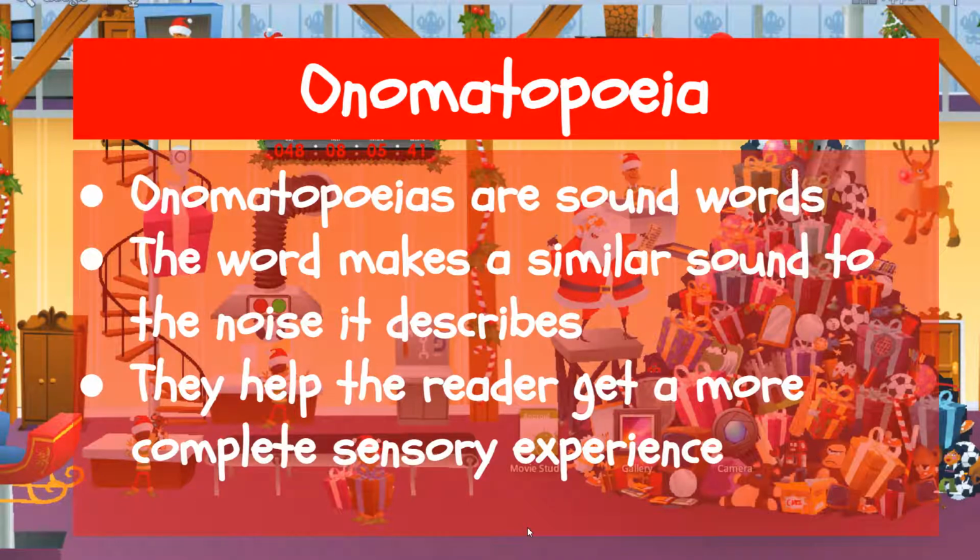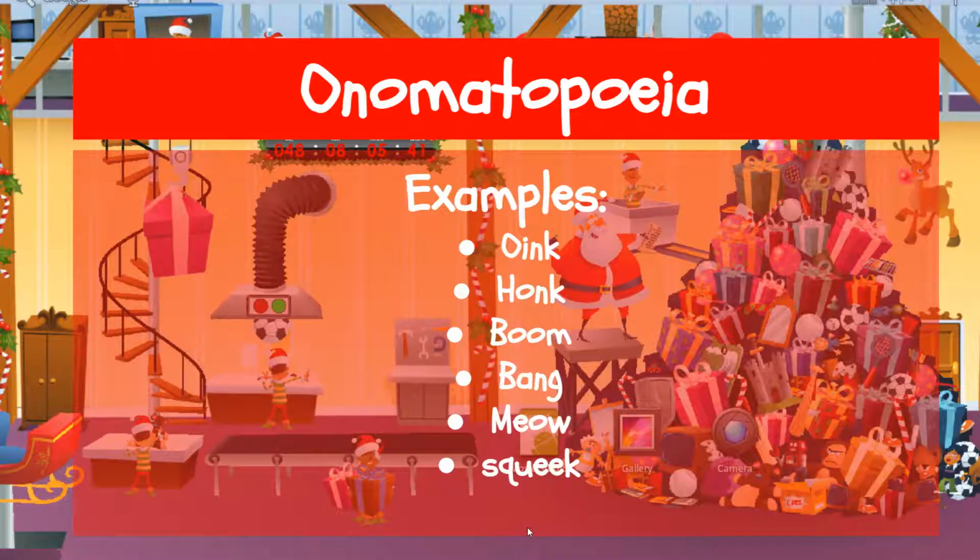Now let's look at onomatopoeias. I think these are the easiest, even though it's such a crazy word. They are sound words, and they make similar sounds to the noise that they describe. They help the reader get a more complete sensory experience, so they can add to the sound description, letting the reader know what the author is hearing in the story. Examples are any kind of animal sounds, so oink and meow. Other sounds like honks, bangs, squeaks like a squeaking door or a squeaking mouse, and comic book words like boom and pow. Those are all onomatopoeias.